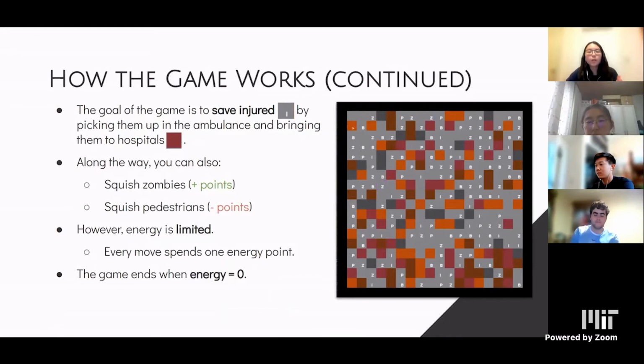However, every move you take must be carefully thought out because your energy is limited. Every move spends 1 energy point. So every turn you make and every move forward you make spends 1 energy point. And the game ends when energy equals 0.